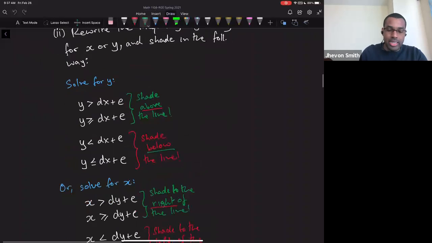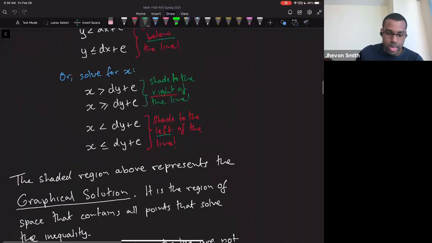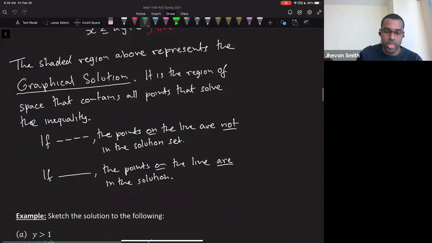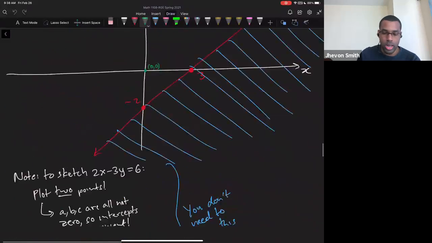You could also just isolate the x or the y. And based on how the inequality looks, you will know whether you shade above or below or to the left or to the right. Sometimes inequalities can be given to you in one of these forms. And so it's convenient to just do this instead of doing any computations and plugging stuff in. Okay, so the shaded region represents the graphical solution, right? So all coordinates in the blue shaded region here will solve my inequality. So that's what we got.